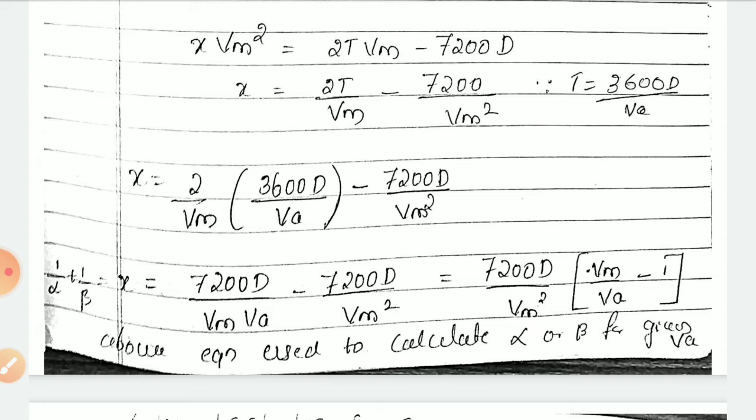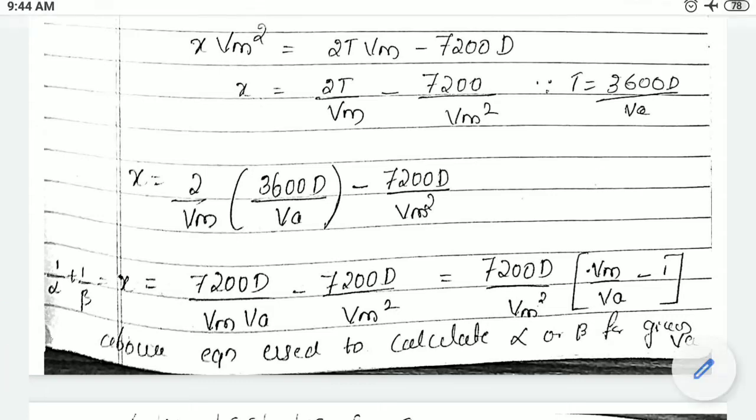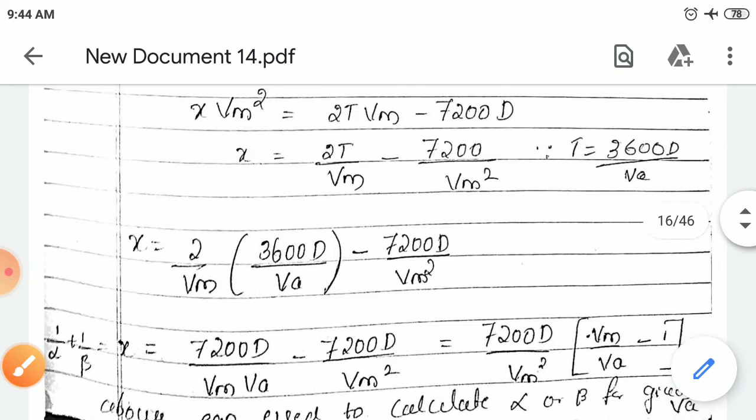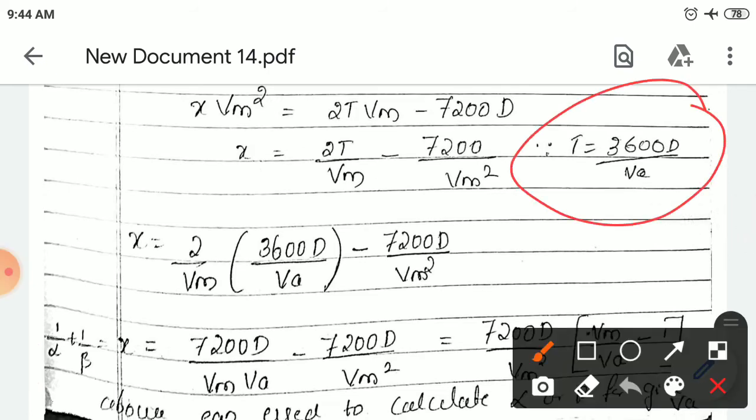3600 d divided by, what is t? T, you substitute the T value here. T, from the assumptions in the beginning, we have calculated the average speed. So T is equal to 3600 divided by VA. Substitute here 2 divided by Vm, 3600 d divided by VA minus 7200 will be as it is.